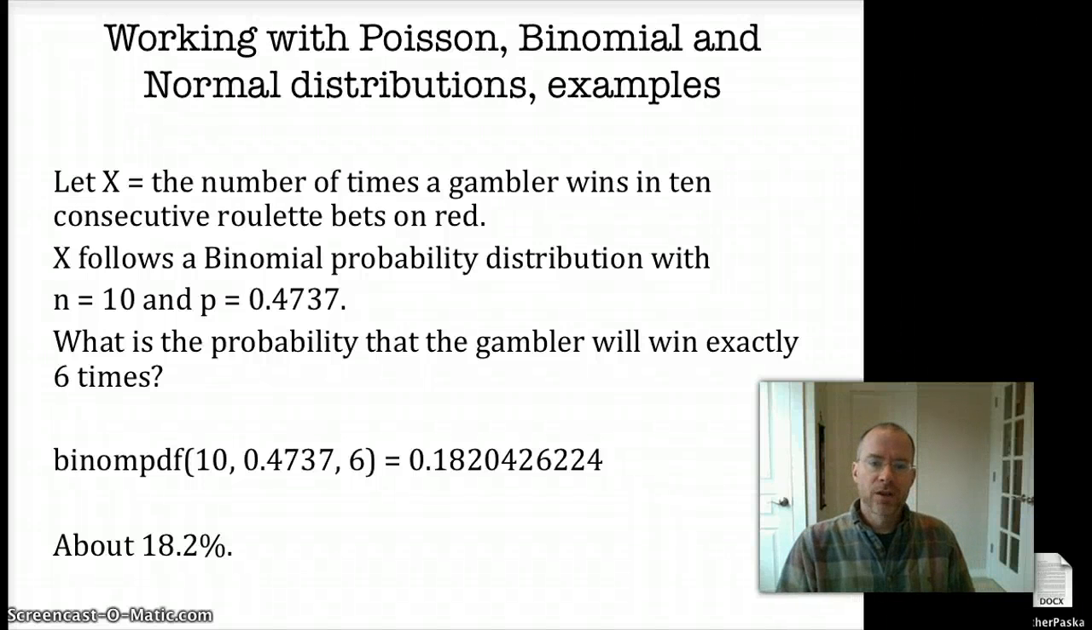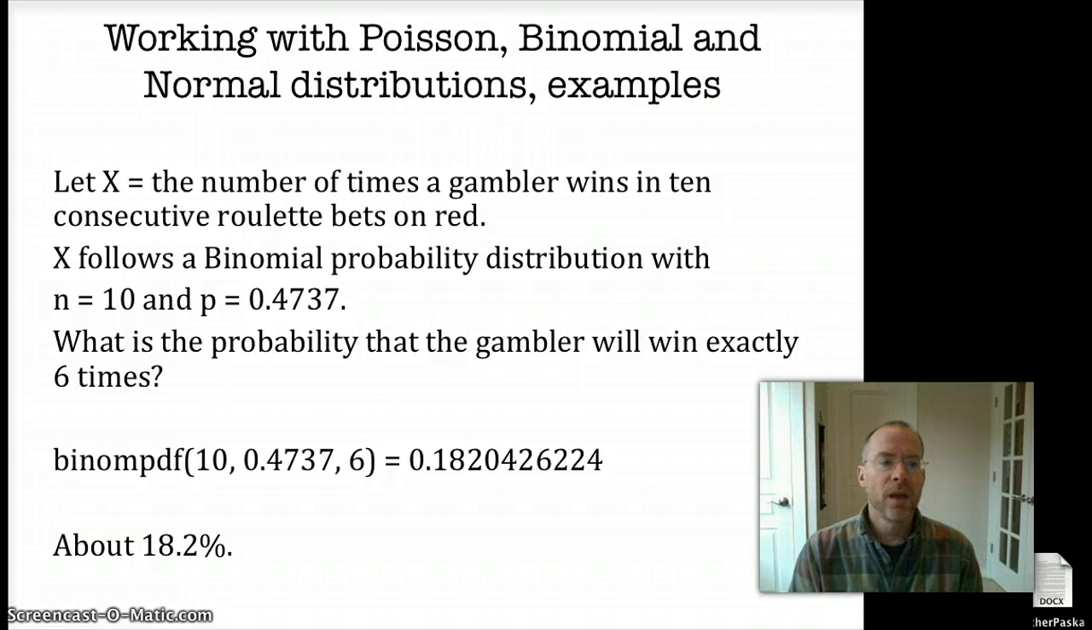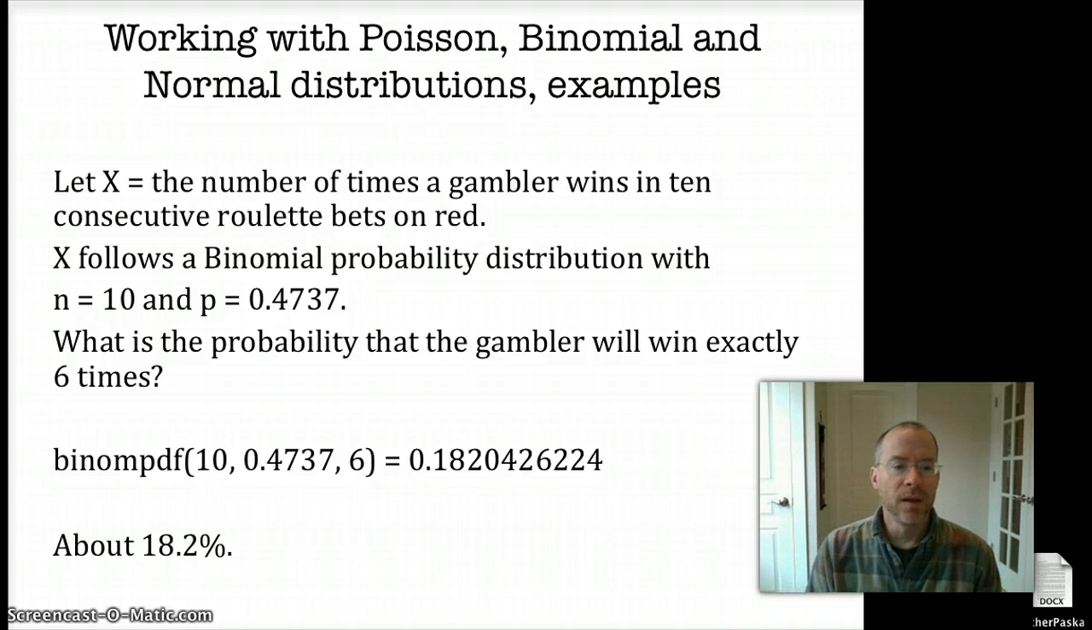Okay, welcome back. Here's part 2 of our Chapter 5 overview. We just finished looking at an example of a binomial probability distribution and figuring out the probability of getting 6 wins out of 10 attempts at betting red on a roulette wheel. Let's see.